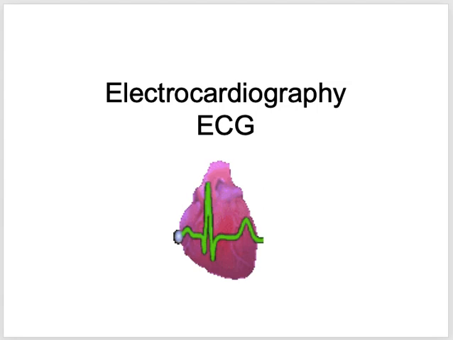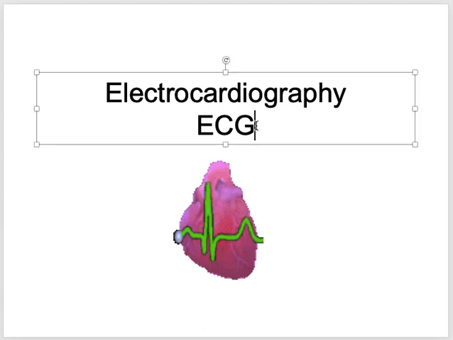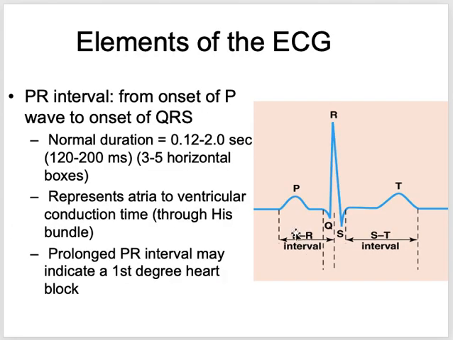And again, this is part two of the ECG lecture. In the previous lecture, I left off where I was talking about the PR interval, that the PR interval is from 0.12 to 0.2 seconds, or you can say 120 to 200 milliseconds.